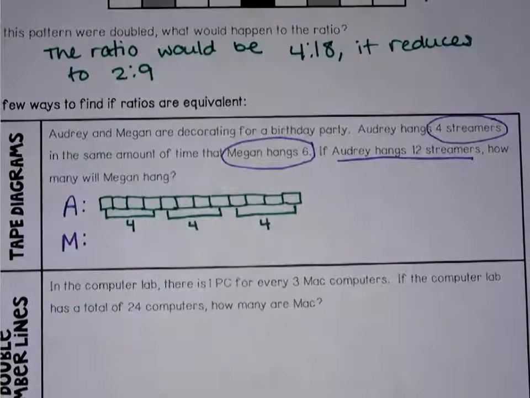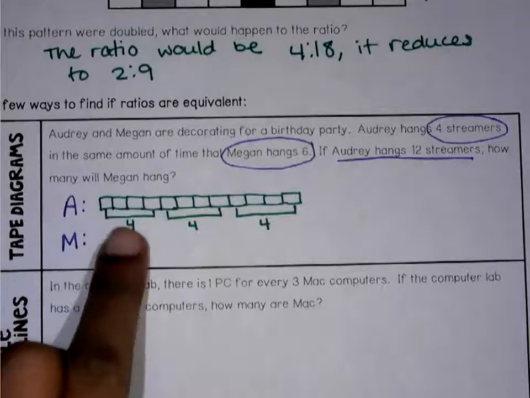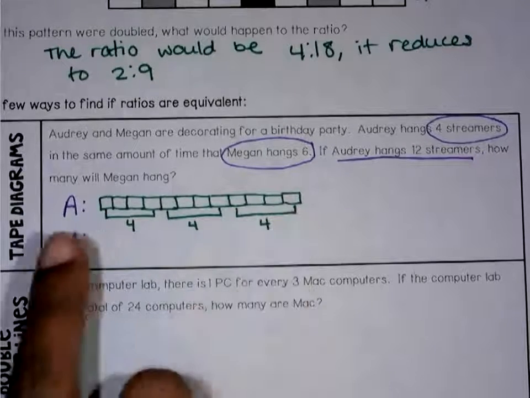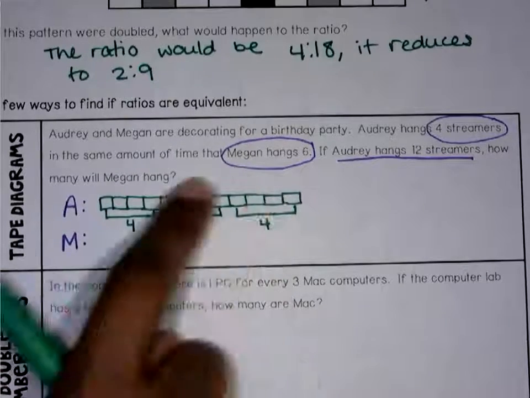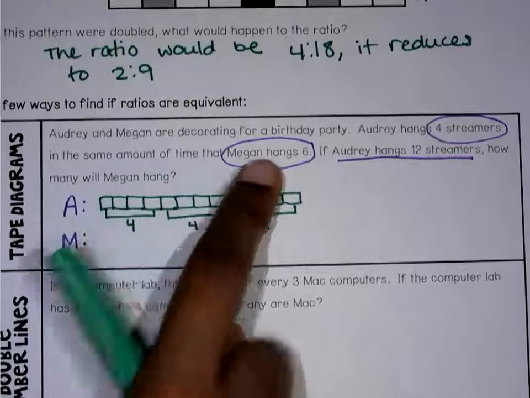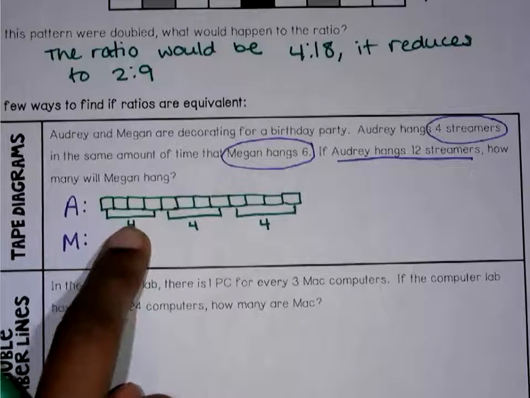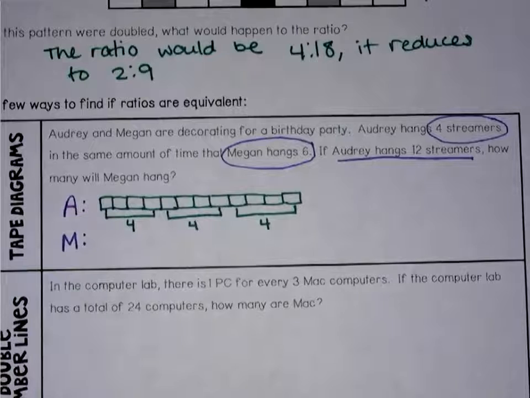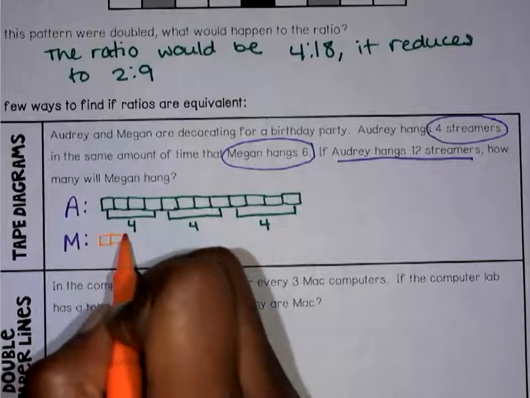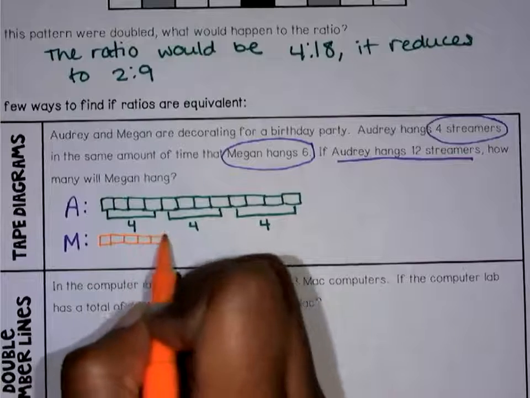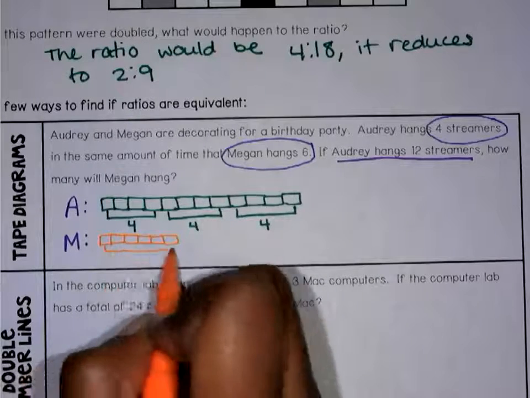So now, if Audrey hangs 4 streamers each time, while Audrey is doing 4 at a time, Megan is doing 6 at a time. So for every time she made 4, Megan has 6. Now I'm using a different color. I'll use orange for Megan. So now I need to draw at least some groups of 6. 1, 2, 3, 4, 5, 6. That is one group of 6.